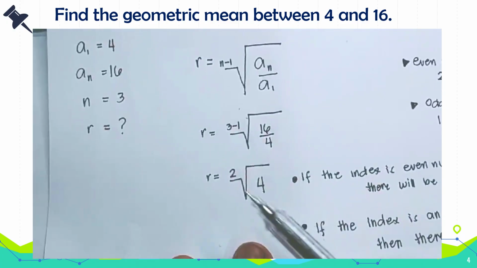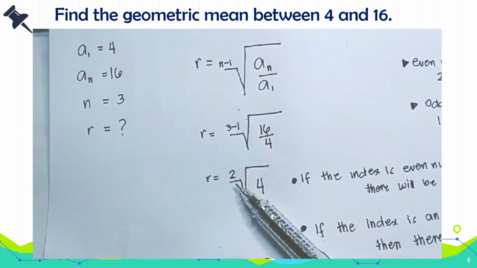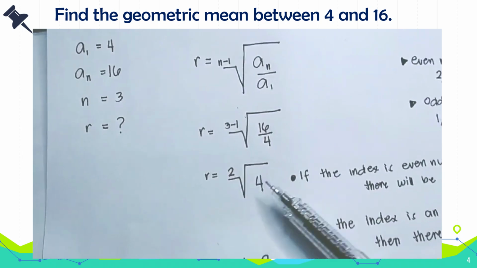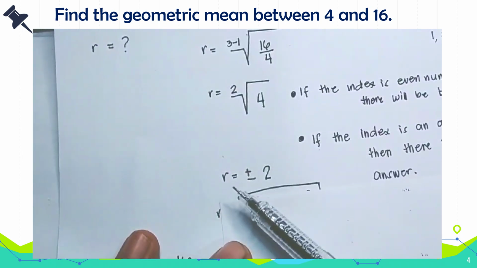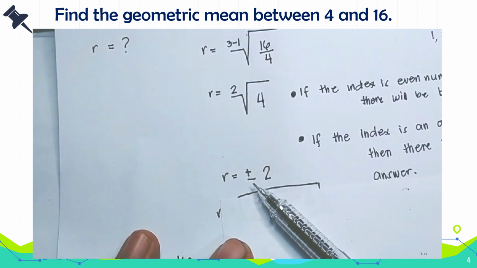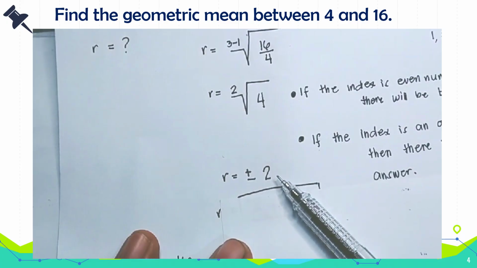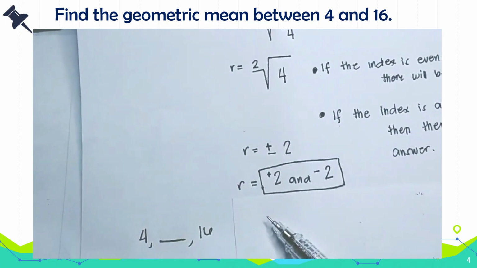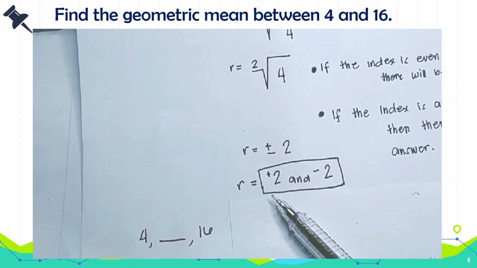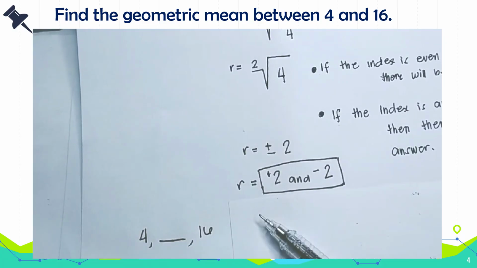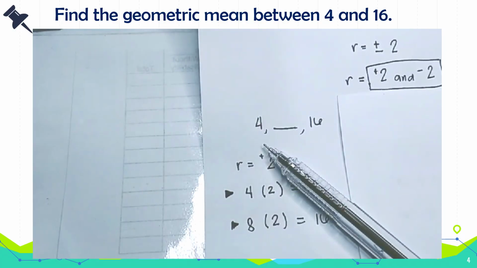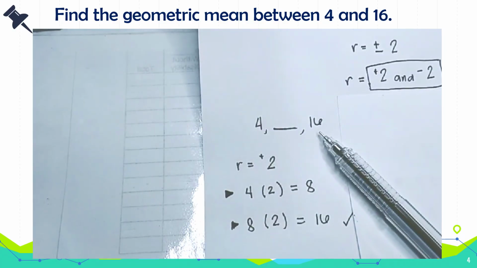Now let's go back. Our index here is 2. This is an even number. So by simplifying, we will have positive, negative 2. There will be 2 possible answers. We write it as R is equal to positive 2 and negative 2. By illustration, again, let's go back. 4, blank, 16. Now let's do some checking.